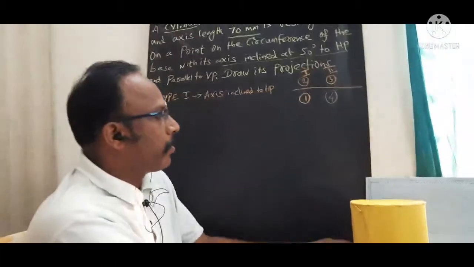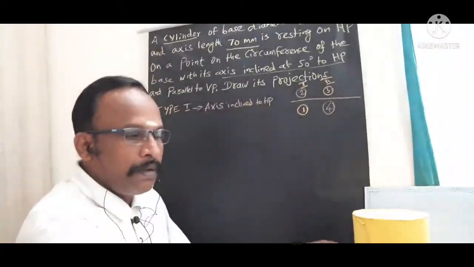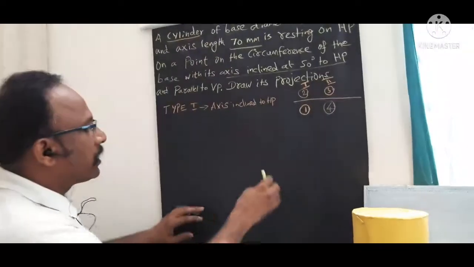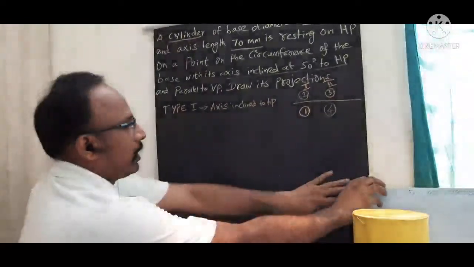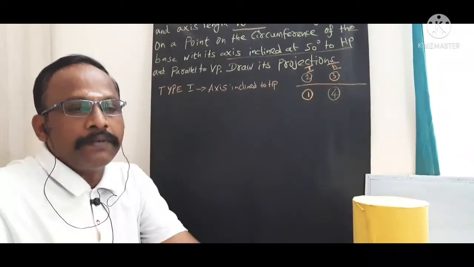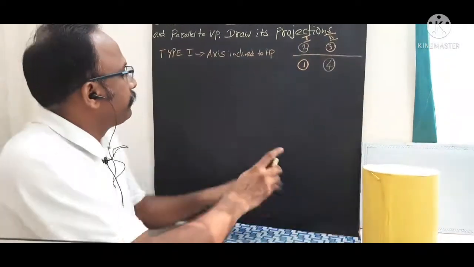Now the same thing I am going to explain on the board for your better understanding. First step, what we are supposed to do, we draw the XY reference line. First thing, we are going to draw the XY reference line. Right. How to do this?